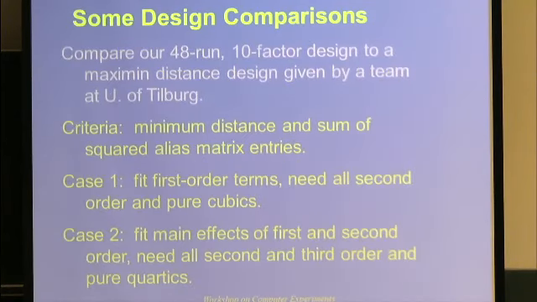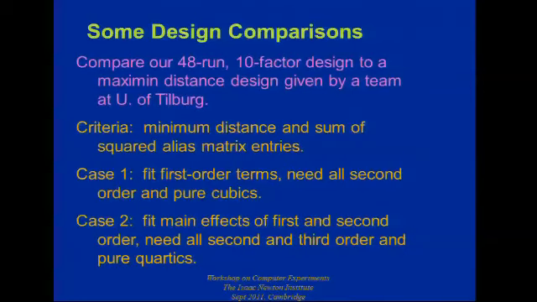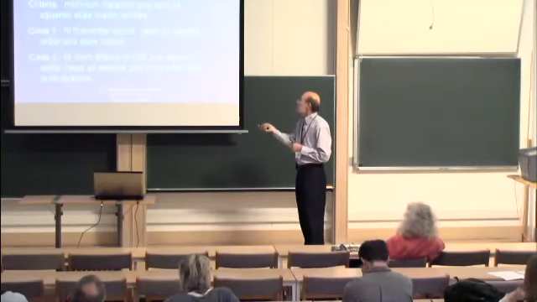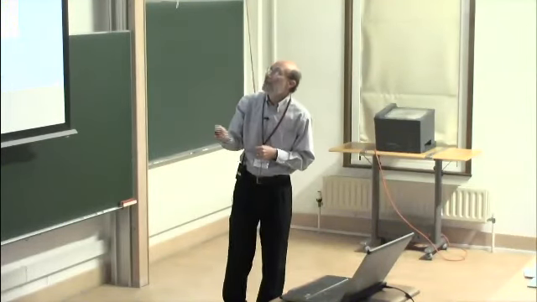Just to give a comparison, I took a 48-run 10-factor design, and 10 factors probably is too small here. I'm thinking of these as being more useful in larger settings. I'm going to look at some quick results comparing this to a Latin hypercube design, which I took from the site at the University of Tilburg, for fitting first-order terms when the extra part includes second-order terms or pure cubics, or when you're fitting first and second order but actually need all second and third order, and pure quartics.